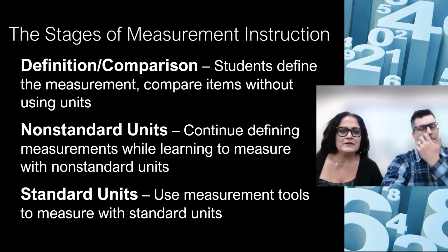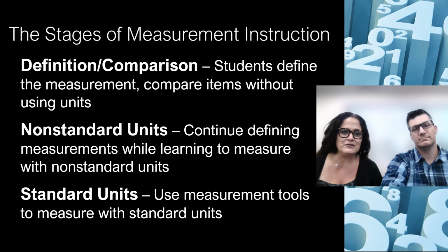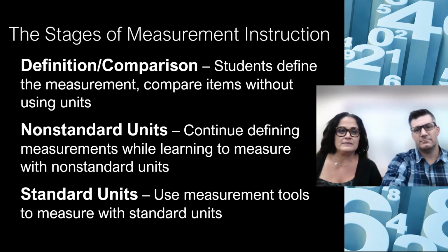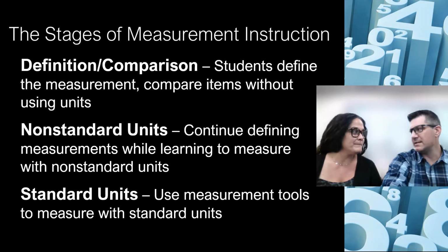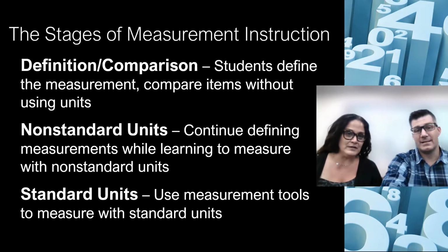So today we're really going to focus on the different stages of measurement instruction. The first one you see here, definition and comparison. This is where students are exploring with measurement and coming up with their own definitions through comparing items without using specific units. That sounds a lot like what they would have done in the primary grades, right? Absolutely, and it still continues into intermediate grades as well with different types of measurement.